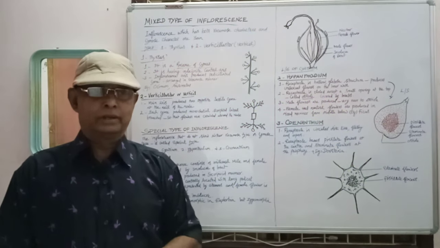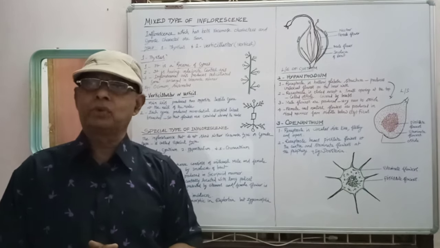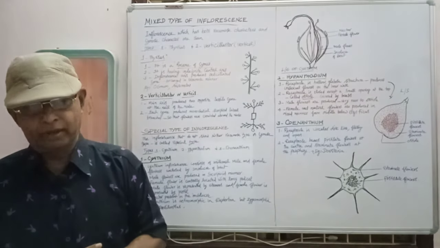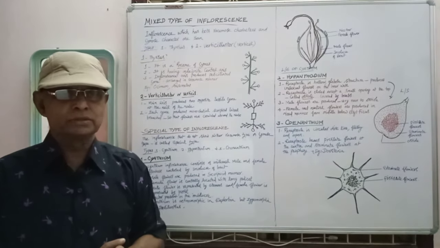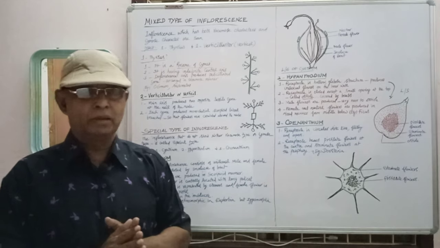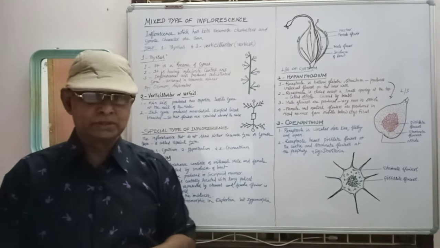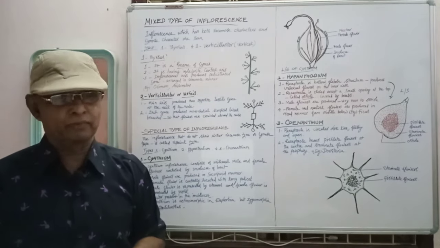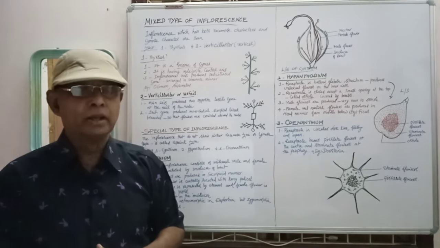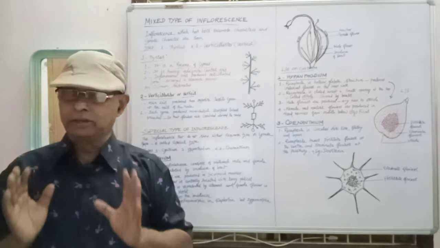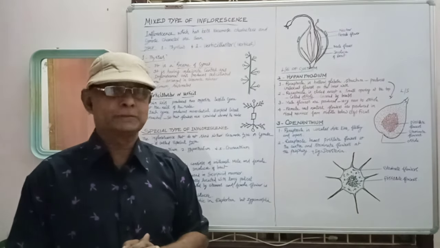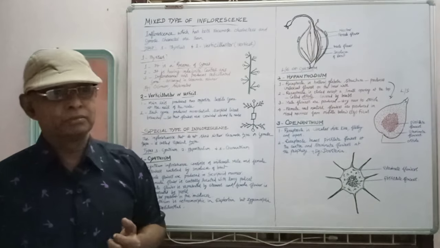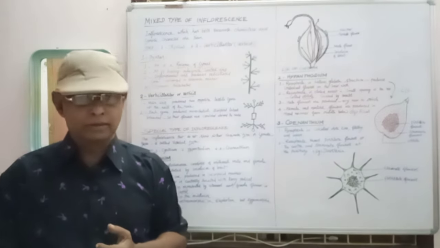Come to special types of inflorescence. In the mixed type of inflorescence, both racemose characters and cymose characters can be exhibited. But in the case of special type of inflorescence, no racemose characters or cymose characters can be seen. An inflorescence that does not contain either racemose type or cymose type of characteristic feature is the special type of inflorescence, that is entirely different in type. In the special type of inflorescence, three types are given. One is cyathium, second one is hypanthodium, third one coenanthium.